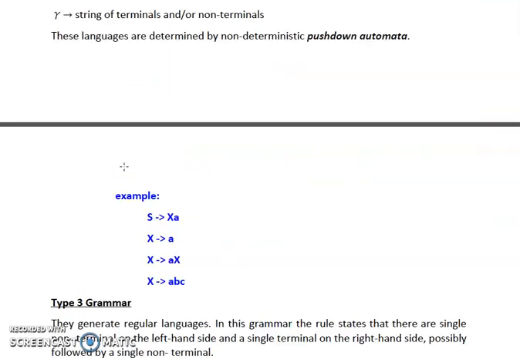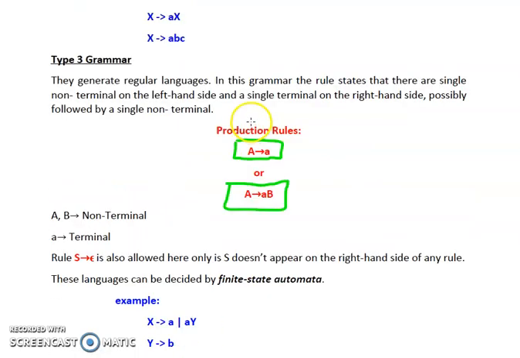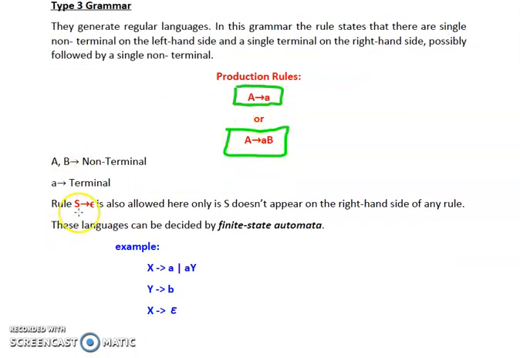Now, apart from these two rules, there is one more rule that can be satisfied. As in case of our type 1 grammar, we have seen that this type of a rule was satisfied only if S was not present on the right hand side. Similarly, in type 3 grammar also, we have the same rule that S tends to epsilon is satisfied only if S doesn't appear on the right hand side of any other production rule of the grammar. So that means if S is not present on the right hand side of any other production rule, then we can have S tends to epsilon in our grammar.